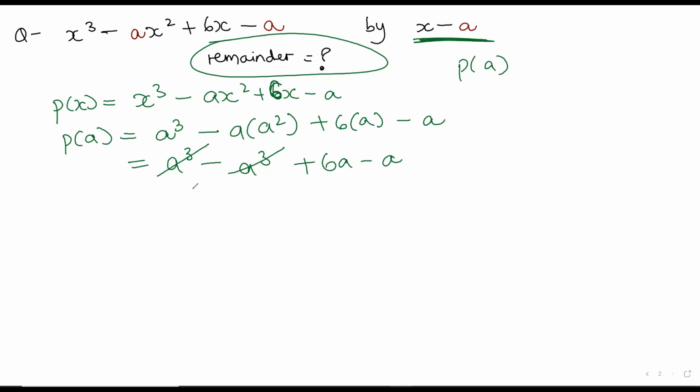So what are we left with? Ma'am, 5A. Yes, 5A. So now this was P of A. P of A is equal to 5A. So what is the remainder? Ma'am, 5A. Yes, this is 5A. Hamna, is it clear? Yes, ma'am. Okay.